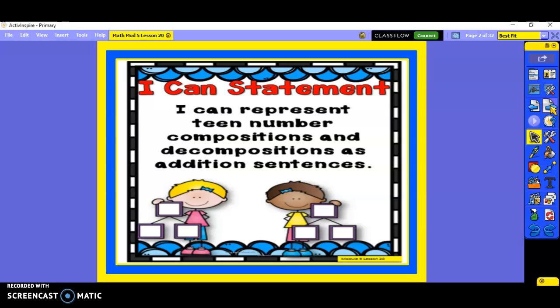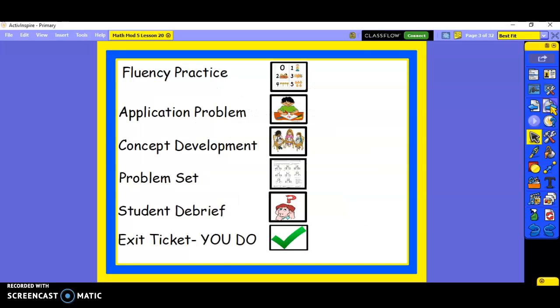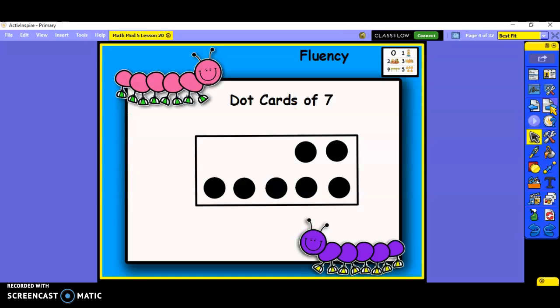That's right. We're going to be putting parts together and also taking those parts apart and writing our addition sentences to match. We're going to start with our fluency. I want you to think about how many dots you see. That's right, 7. I want you to think about how you see 7 in 2 parts.